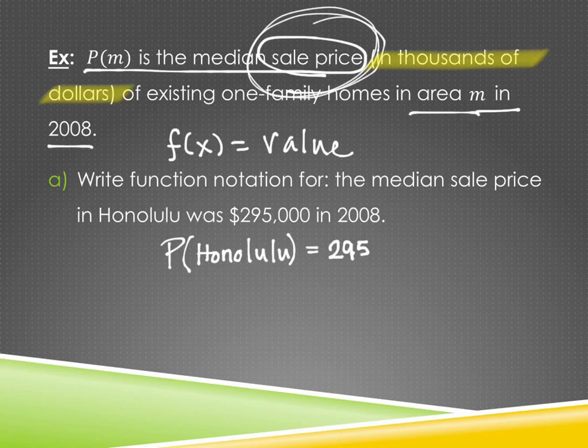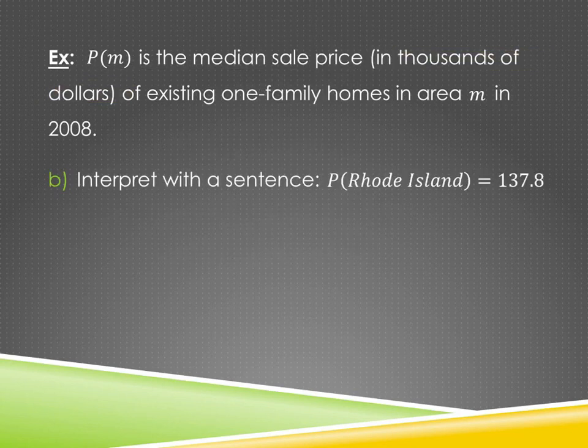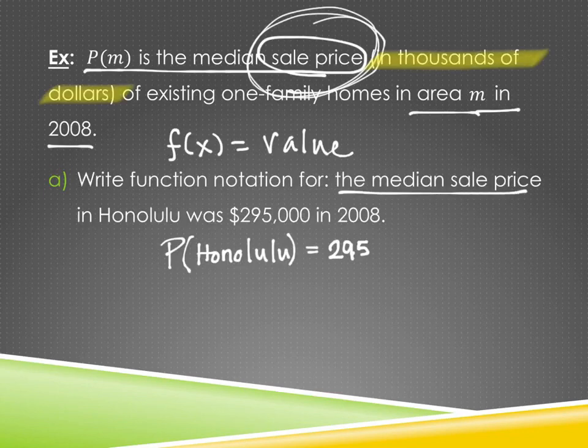So not only can we be given a verbal description and told to put it into a function notation like we just were, we can also go the other direction. We can be told the function notation and we can be asked to put it into a verbal description. So this one says to interpret with a sentence, P of Rhode Island equals 137.8. Well, it better look an awful lot like what they said here because it's just taking the question and flipping it around, right? So we should be able to mimic the structure of that sentence on our sentence.